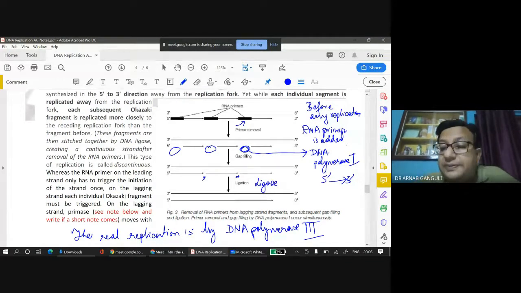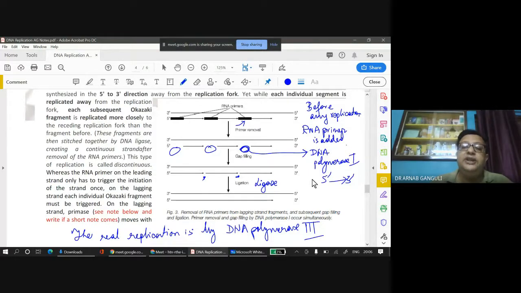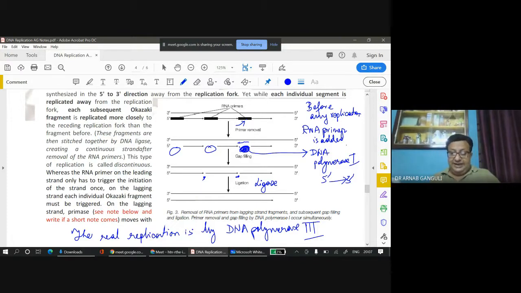Clear? বুঝতে পারছো? পলিমারেজ 3 টা কি বললেন একটু বলে দিন না। আসল রেপ্লিকেশনটা পলিমারেজ 3 করছে, 5' টু 3' ডাইরেকশনে আসল রেপ্লিকেশনটা তো ওটাই করছে। ডিএনএ পলিমারেজ 1 এর ফাংশনটা হচ্ছে এই যে গ্যাপগুলো, এই প্রাইমারগুলো যে বের করে দিয়েছে, এই গ্যাপগুলোকে ফিল করছে। এটাই আগে ভেবেছিল এটাই অ্যাকচুয়াল এনজাইম, কিন্তু এটা অ্যাকচুয়াল এনজাইম নয়। ঠিক আছে, বুঝতে পারলে?